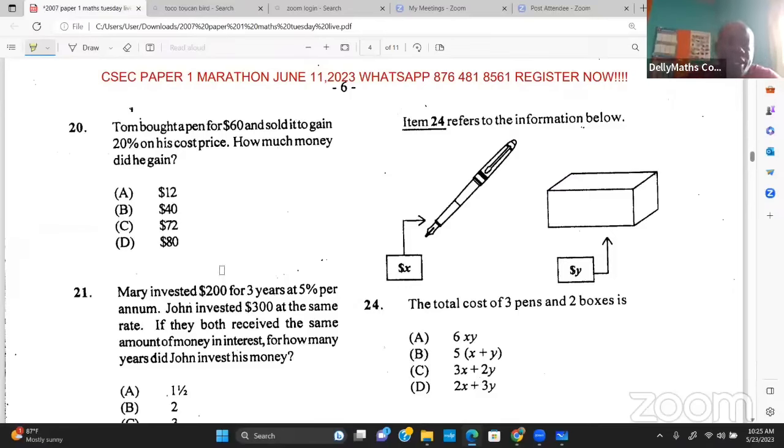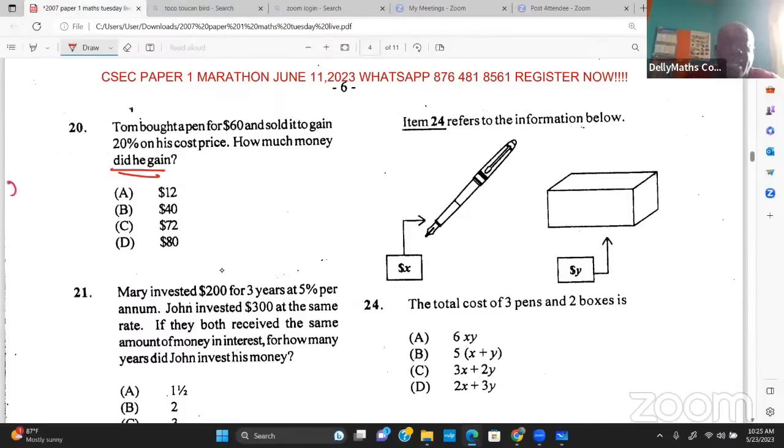All right, for number 20, it says Tom bought a pen for 60 and sold it to gain 20% on his cost. How much did he gain? Now, the question is not asking you how much did he sell the thing for. They're asking you how much did he gain? He gained 20%. So there are two ways you can work this out.